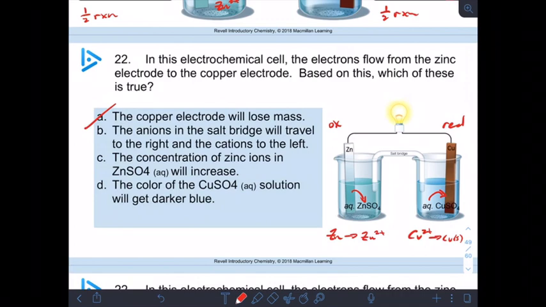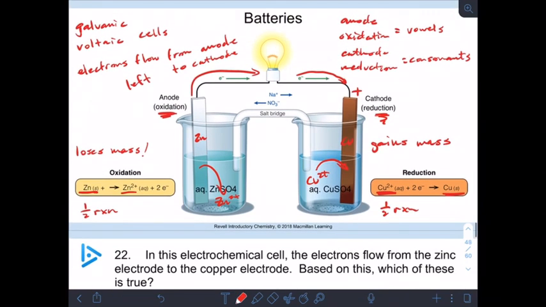The ions in the salt bridge will travel to the right, the anions to the right, and the cations to the left. Well, we didn't really talk about that. Let's come back and talk about that really quick. So let's think about this. Looking at the left-hand beaker, the left-hand beaker is building positive charge. I'm getting more positive ions in the solution. So in order to keep the charge balanced, I need negative ions to come in. That's the point of this salt bridge, is that I'll have negative ions flowing out of the salt bridge. On the right-hand side, I'm building negative charge.